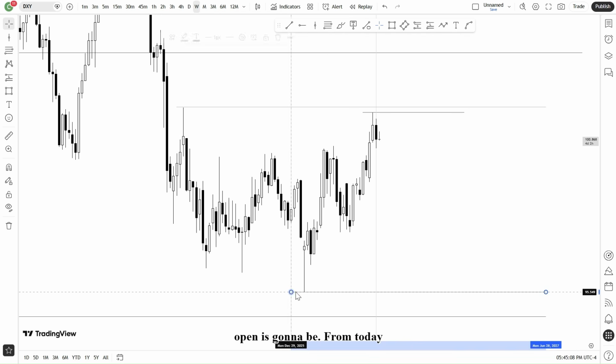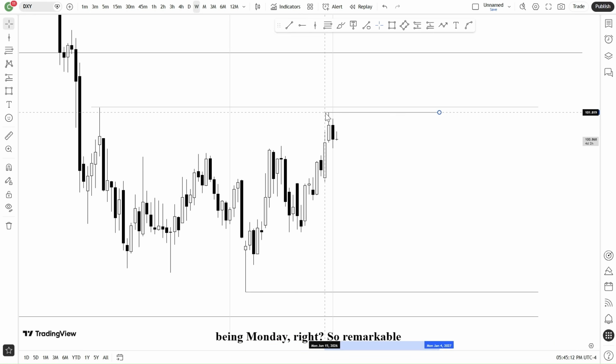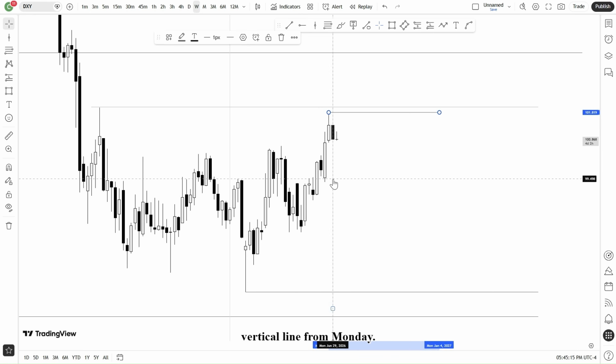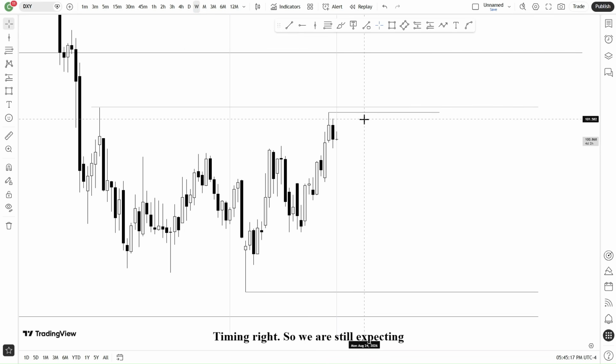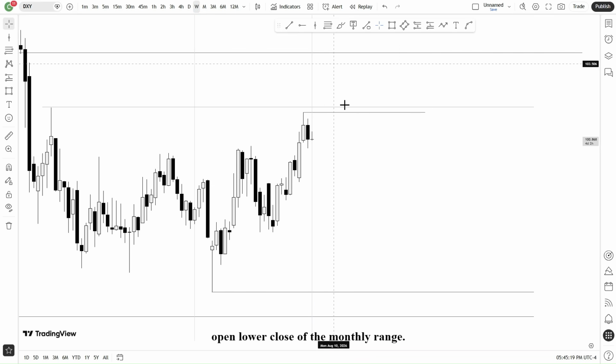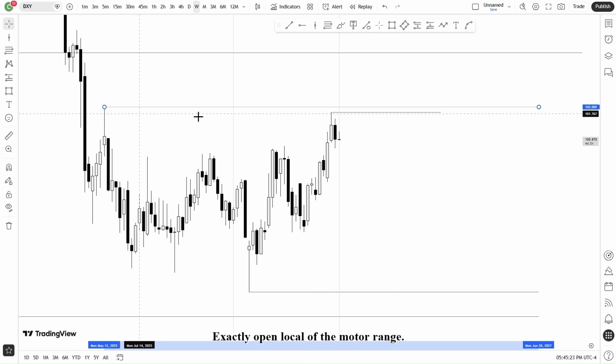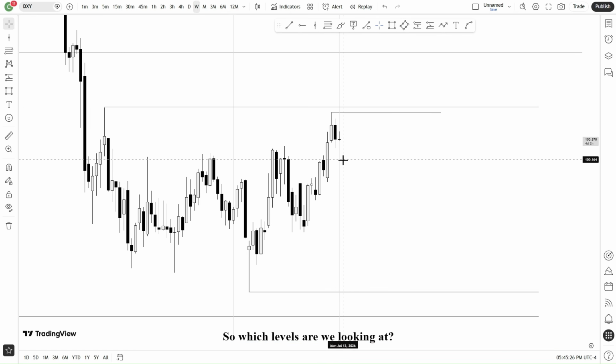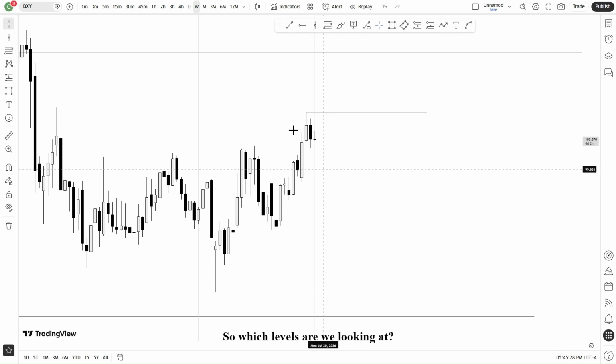I think 3 months open is going to be from today, being Monday, right? So we're marking out a vertical line from Monday timing. So we are still expecting open low high close of the monthly range. Is that clear? Open low high close of the monthly range. So which levels are we looking at?